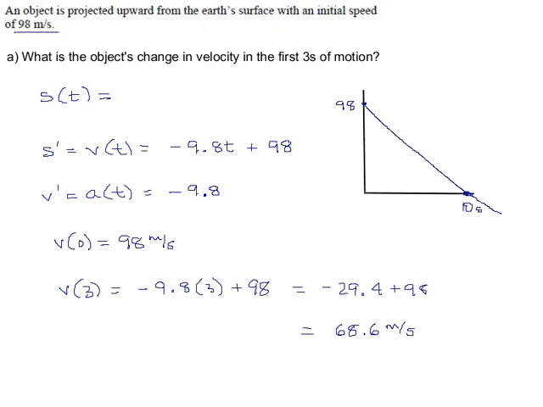Yeah, 68.6. Okay, so it started at 98 meters per second. It ended up at 68.6 meters per second. So the change in its velocity is what you'd get when you subtracted these, and it actually comes out to minus 29.4. That number popped up while we were doing our calculations. And this says the velocity decreased by 29.4 meters per second over the first 3 seconds.